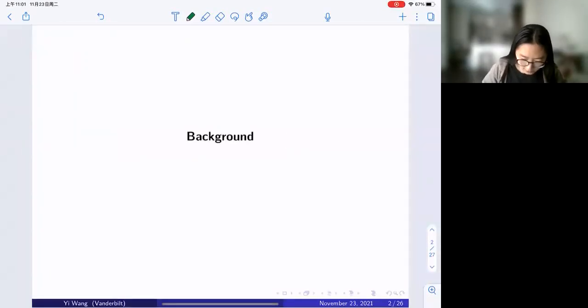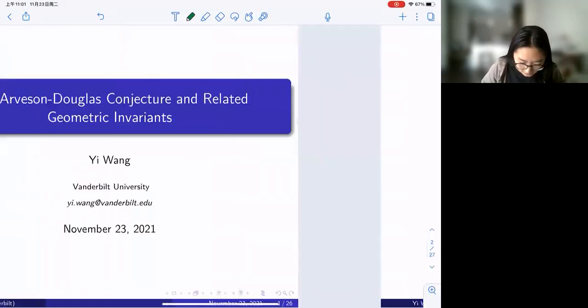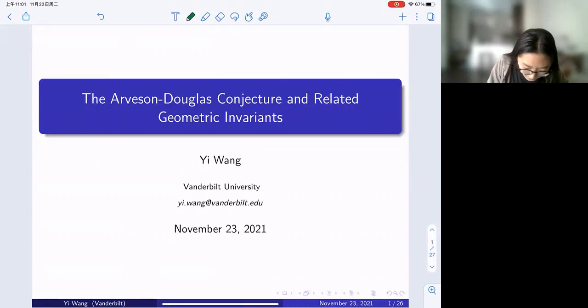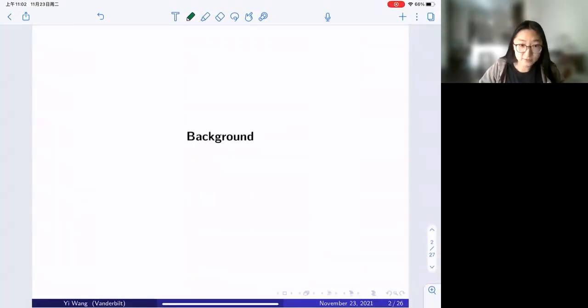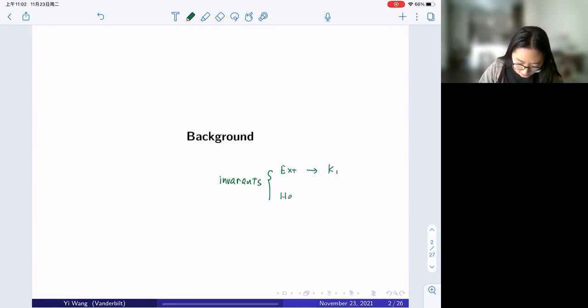So let me start by introducing some background. As the title says, two things: the Arveson-Douglas conjecture and geometric invariants. In this talk, the emphasis will be more on the geometric invariants. There will be two types of invariants I talk about today. The first relates to an extension, an element in the extension group, which gives you some K-homology element. And another one is called the Helton-Howe trace formula, which also gives you a geometric invariant.